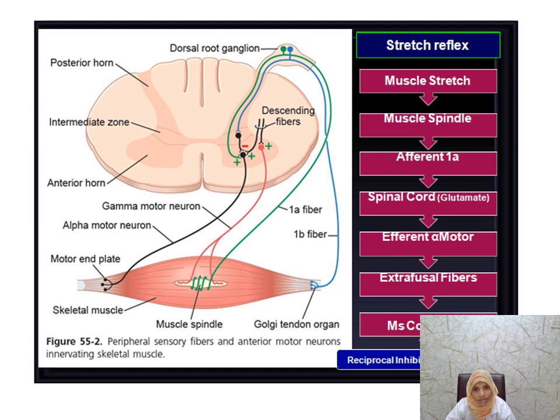So this is a figure showing the muscle spindle stretch reflex. Muscle spindle, afferent is 1A, spinal cord. There is a transmitter release, the neurotransmitter is glutamate, efferent alpha motor neuron, extrafusal fiber leading to contraction of the muscle.